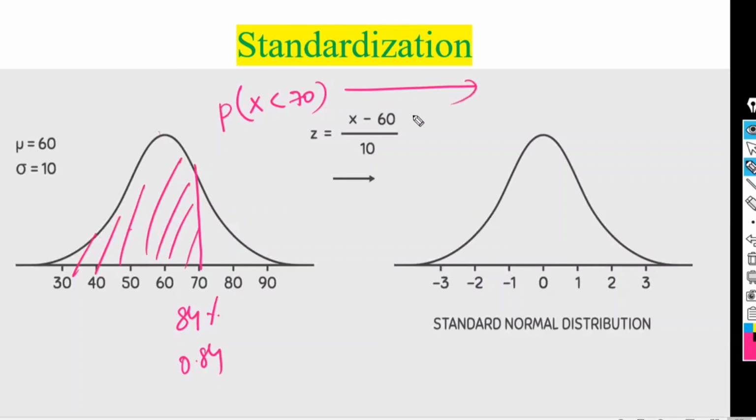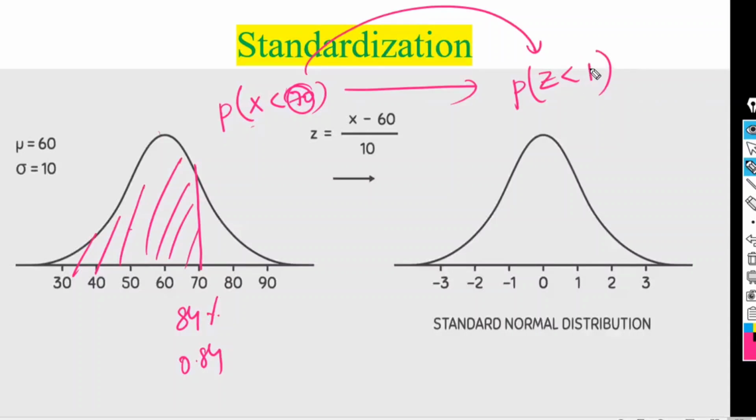Now, how do I do the same thing using the z tables? This number 70, first I will convert to the corresponding z score. What is the corresponding z score of 70? 1. Now, the probability of z less than 1 is the same as this one. Both are equal. This is a normal number, and this is a z score number.